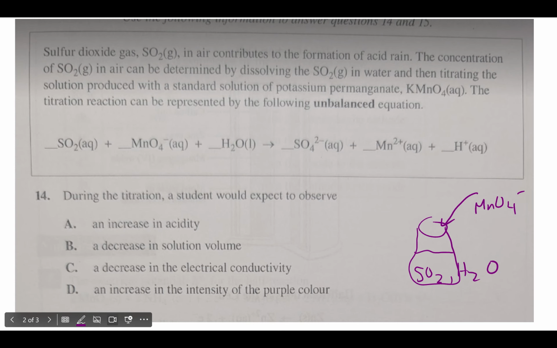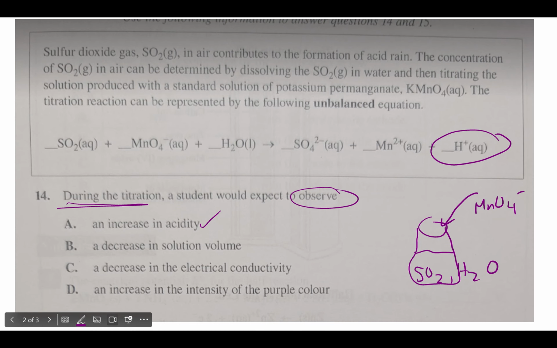So within this, the first part is an unbalanced equation, but before we even get into doing some calculations, it's asking us during the titration what we would observe. So the first one, an increase in acidity. This is going to be the answer, and let's talk about why. When we're looking at our reactants and our products, we do see that this H positive is being produced. So as this reaction takes place, we're getting more acidic, so your pH would be decreasing.